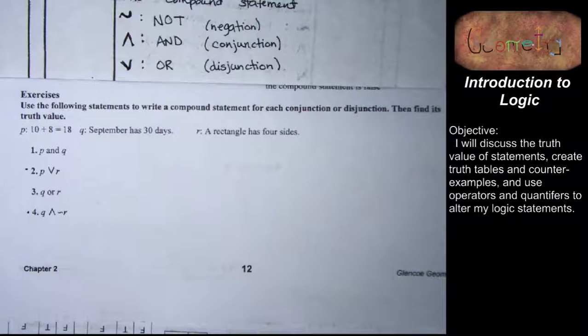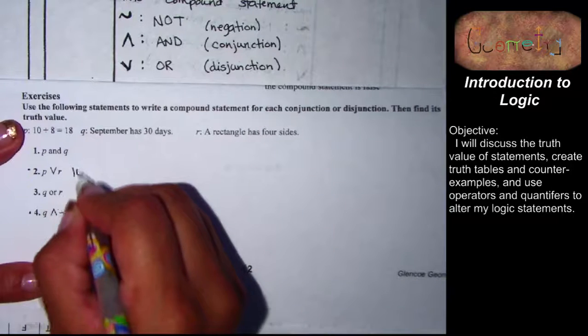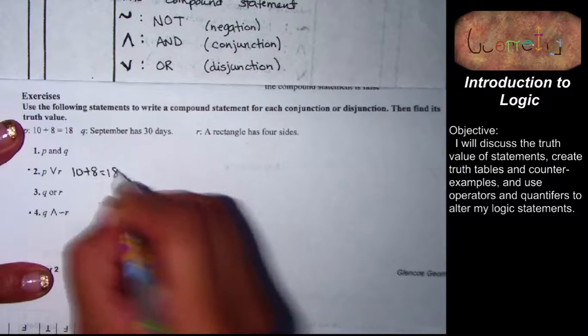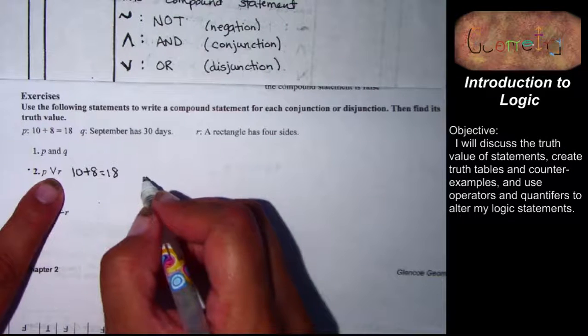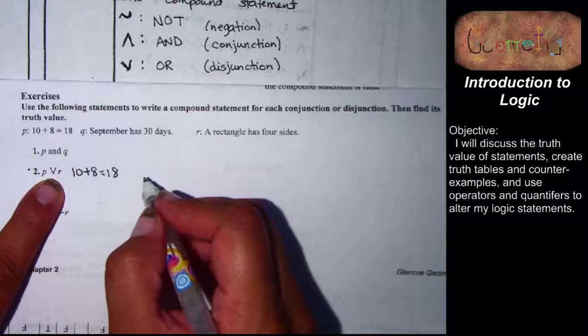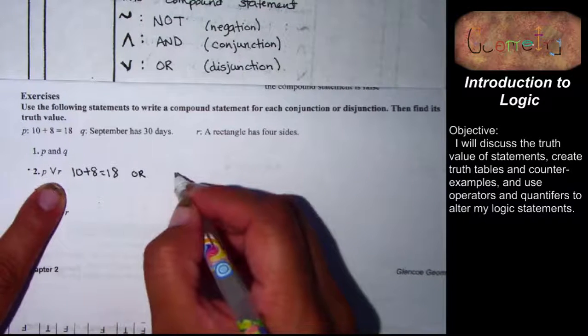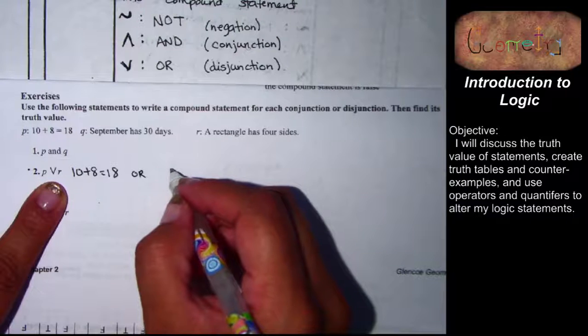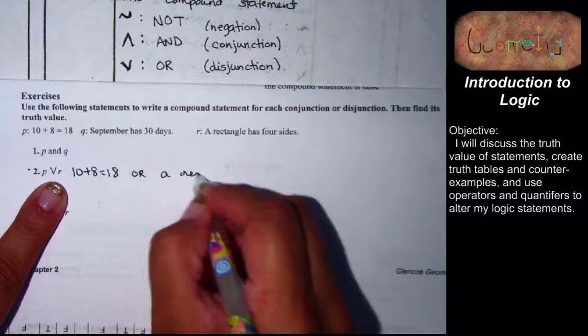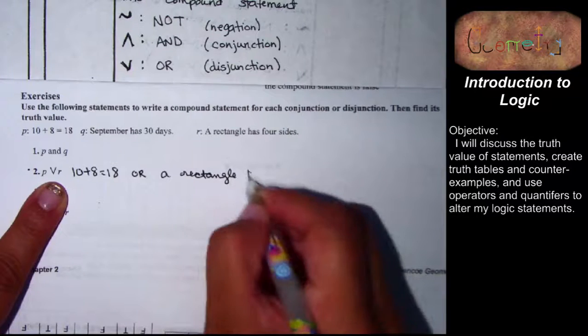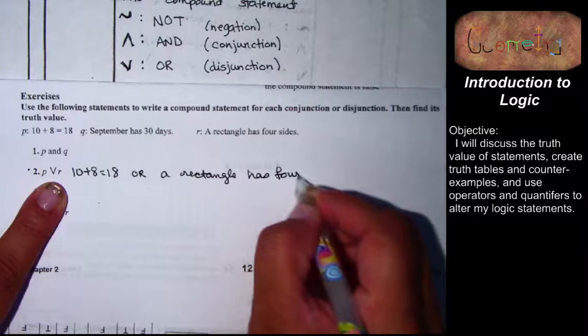So let's look at this number 2 first. Instead of the letter P, we're going to substitute for P its statement. What is the statement for P? 10 plus 8 equals 18. Beautiful. So we'll write 10 plus 8 equals 18. This symbol right here, conjunction or disjunction? Disjunction. What word do I use for disjunction? Or. Beautiful. I'm going to write the word or. And then what is the statement for R? A rectangle has 4 sides. Lovely. Put a period at the end of your compound statement and call it a day.